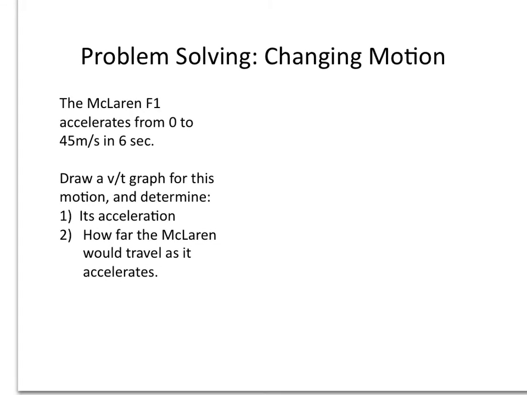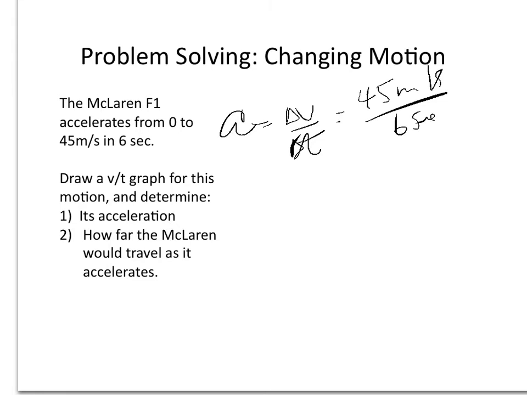So to answer question 1, what we're going to use is acceleration equals change in velocity over change in time. And we just wrote down that change in velocity was 45 meters per second. Change in time is 6 seconds. And we end up with an acceleration of 7.5, watch for it, 7.5 meters per second every second. So again, that's meters per second per second.